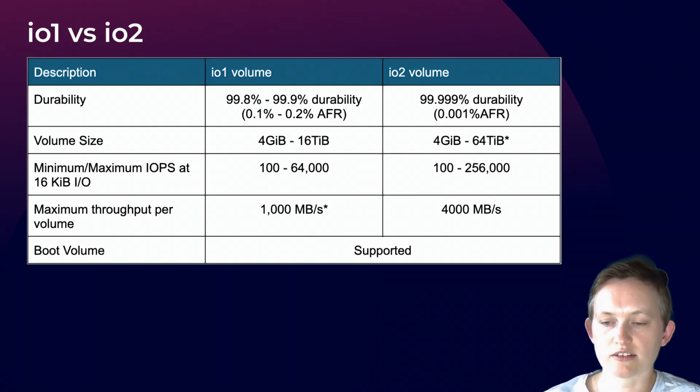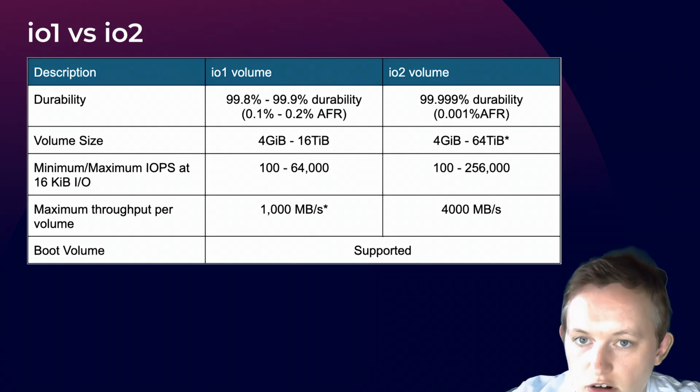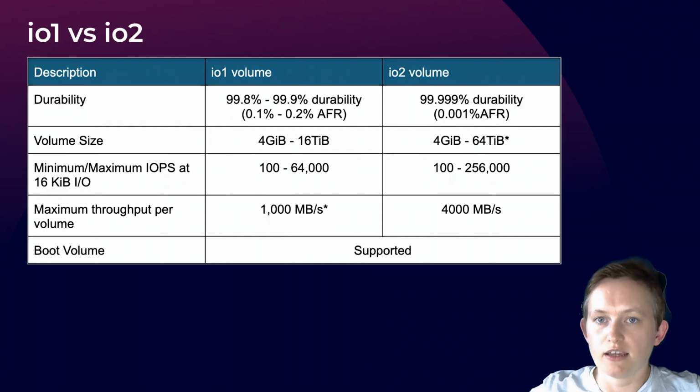IO2 volumes can range in size anywhere from 4 gigabytes all the way up to 64 terabytes. For IO2 volumes that are larger than 16 terabytes, these can only be attached to Nitro-based EC2 instances. So these are the newer generation type of EC2 instances. Regarding the performance of your IO2 and IO1 volumes, they have a minimum IOPS of 100.